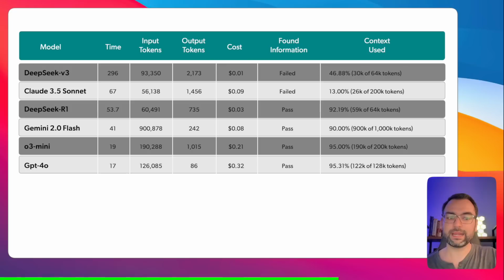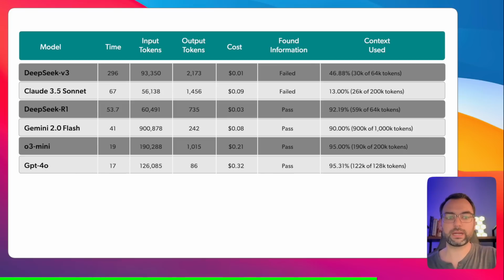So O3 Mini has a much bigger context window of 200,000 tokens, and we were able to pass in 190,000 tokens, which is crazy. So we were able to pass in a lot more tokens, 70,000 more tokens, and it only took 2 seconds more. So that's wild how much more information it can process and still single shot the answer.